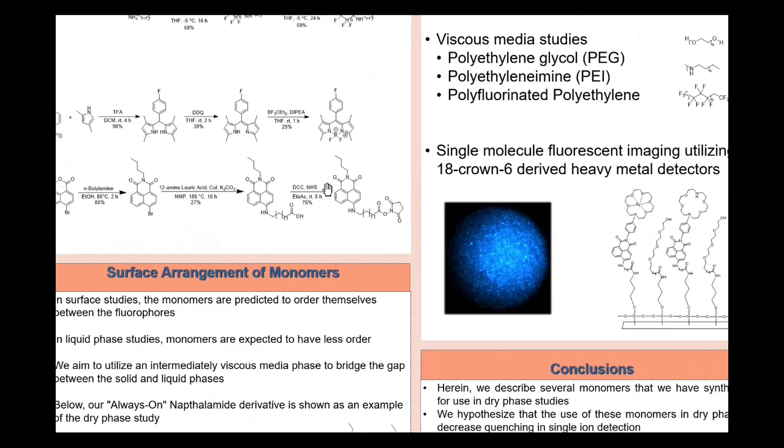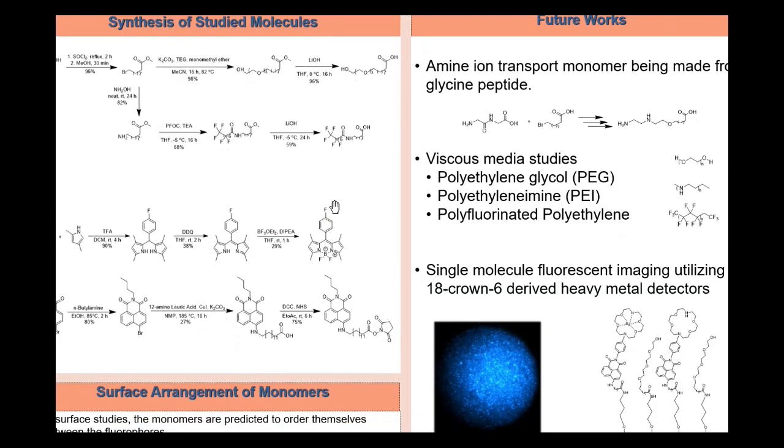For our future work, we plan on making an amine ion transport model starting with the dipeptide glycine. We plan to cleave off the carbonyls and then add to 10-bromodecanoic acid, similar to the other reactions. For our viscous media studies, we plan to use low molecular weight polyethylene glycol, polyethylenimine, and some polyfluorinated polyethylene to do those tests with titrating the fluorophores in.